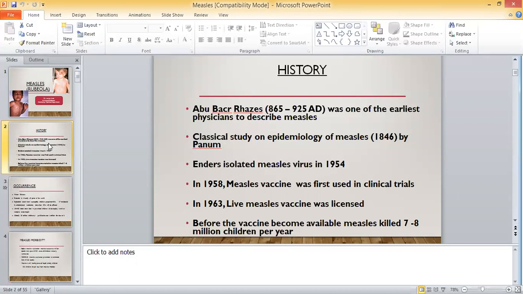Later on, the measles virus was isolated by Enders in 1954, and the first trial of measles vaccines was conducted in 1958. In 1963, the measles vaccine was licensed in America. It was a live vaccine and was initiated in America for the vaccination of children. Before the vaccination became available, measles killed 7 to 8 million children per year globally.